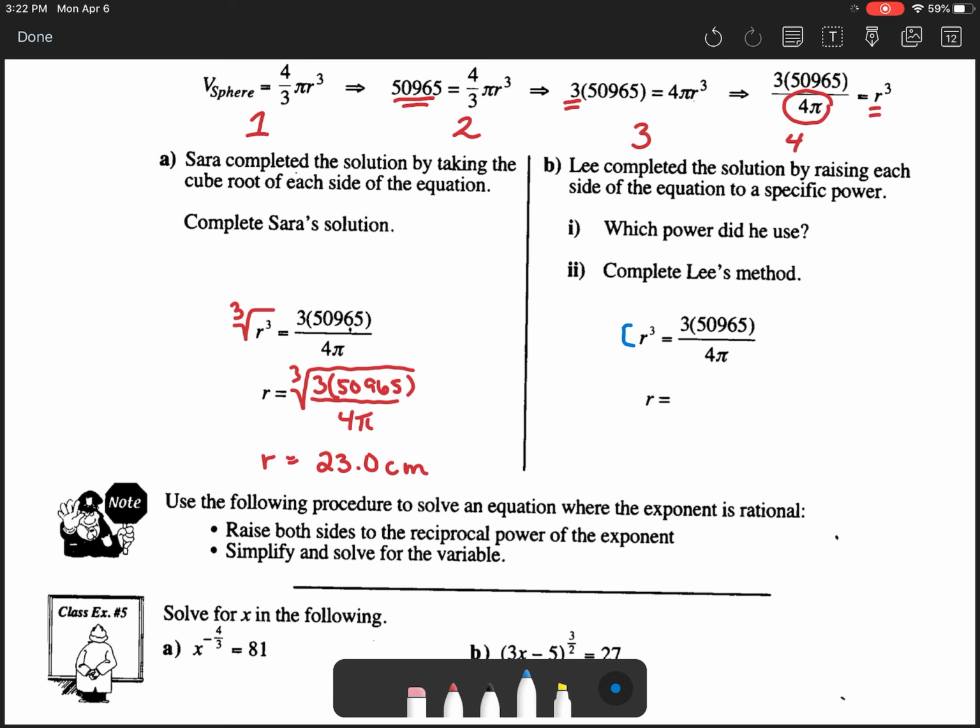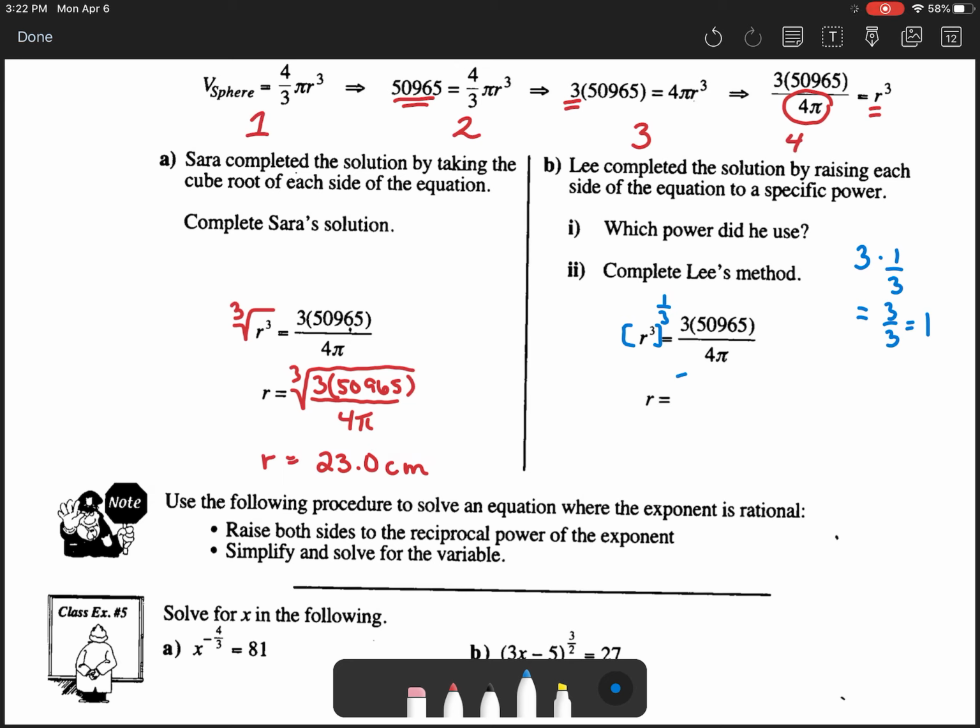So here's what happens. What Lee does is he takes this side of the equation, and instead of taking the root, he raises it to the exponent of 1/3. Now, why would he do that? Well, because when I have a power raised to another exponent, you multiply the exponents together. So if I take the number 3 and I multiply it by 1/3, you're going to get 3/3, which equals 1, which is what we want, r to the exponent of 1.